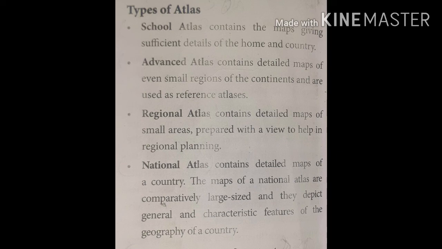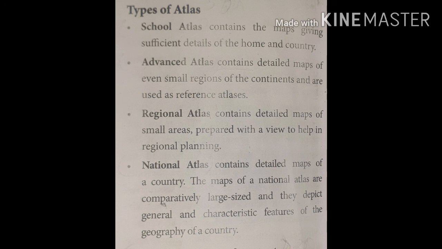Types of atlas. School atlas: it contains maps giving sufficient detail of the home and country. Advanced atlas contains detailed maps of even small regions of the continent and is used as a reference atlas. So it gives a detailed explanation of the smaller regions of the continent.